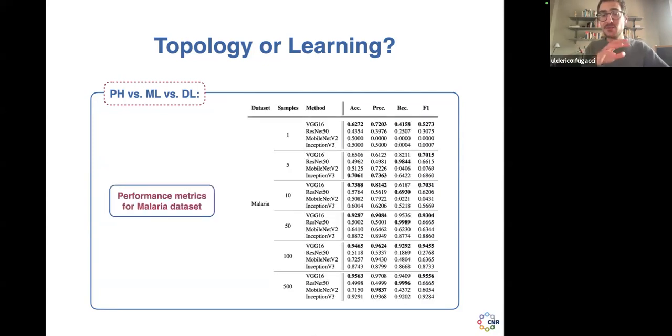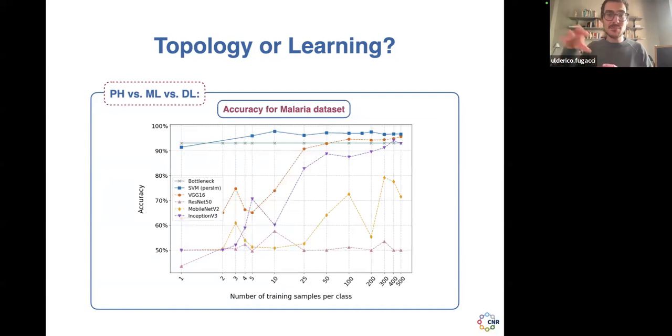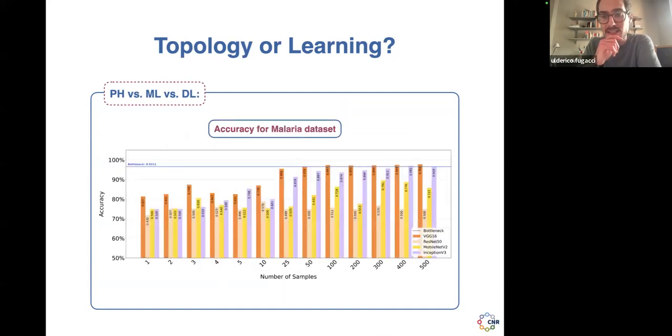Moving to the malaria dataset, we have a different scenario again, because in this case some models are able to reach 90% accuracy, but some others struggle a lot in reaching good results, even if the number of samples is increased. So we can expect this for a very low number of samples, but we expected that after 500 samples per class we could reach a break-even point between persistent-based methods and deep learning methods, but this does not happen, at least on the considered datasets. And again, this is the same graph, but visualized as a histogram.